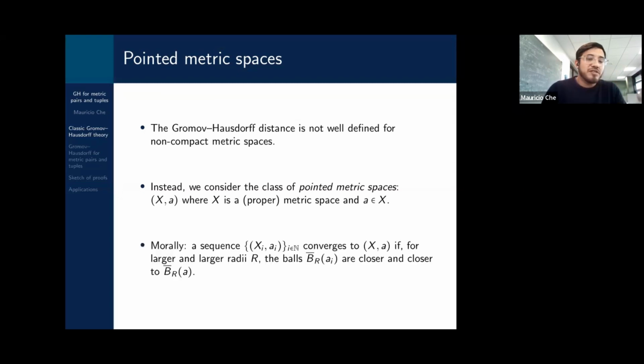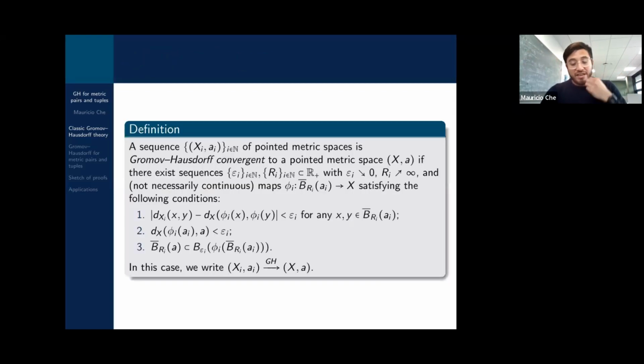And we want to define the convergence of such objects. Morally speaking, what we do is we say that a sequence of pointed metric spaces converges to a pointed metric space if for larger radii, if we consider balls centered at the distinguished points in the sequence and the corresponding balls centered at the distinguished point in the limit, they get closer and closer. We formalize this in the definition here, which I think most people in this business are familiar with, this notion of convergence, which is really just a formalization of what I mentioned before.